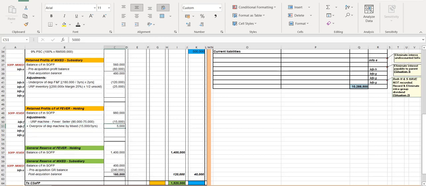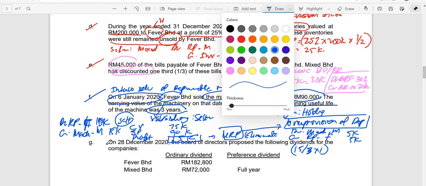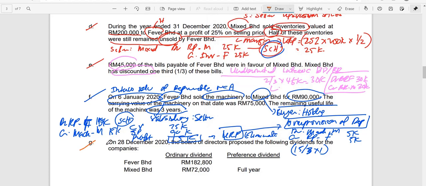Now we go and look at the next information, which is information on dividend. So you need to always look at which situation this information is related to. In this case, you can see that it was at the end of the current year, the Board of Directors proposed the following dividends. So this is the parent, and this is Mixed, the subsidiary. Mixed declared dividend 182,800, and this has not been recorded because it was proposed at the end of the year, right before the consolidation date.